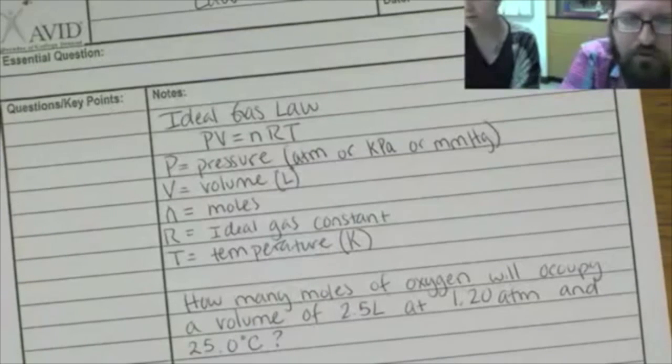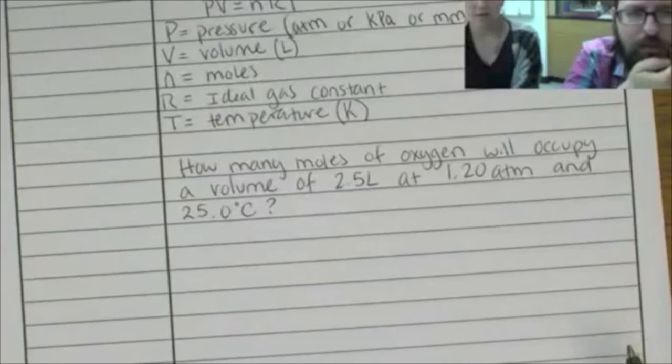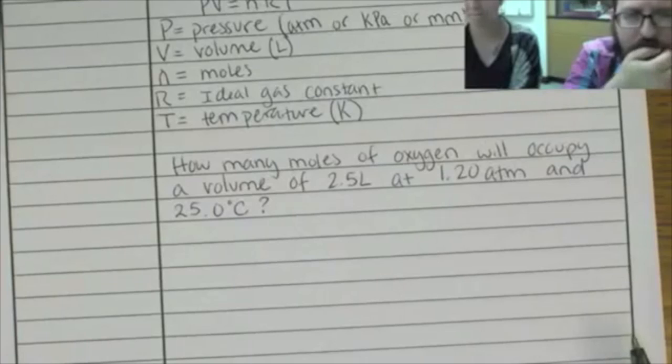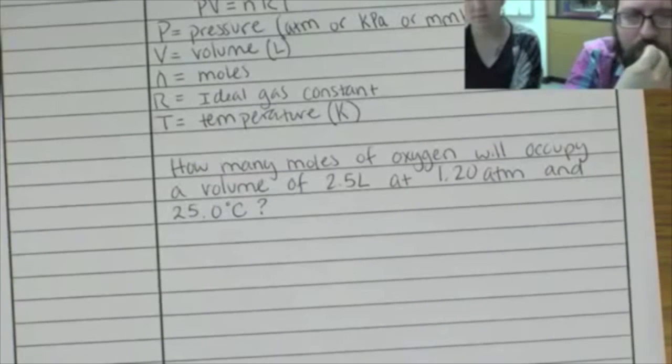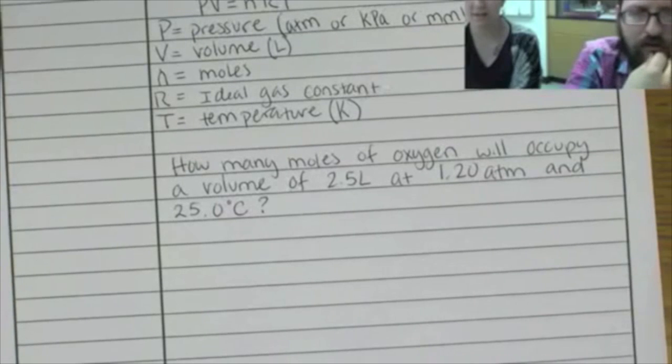So let's look at how we use this formula. This is written in the packet, and we just rewrote it here to make it a little easier. How many moles of oxygen will occupy a volume of 2.5 liters at 1.2 atm and 25.0 degrees Celsius? See, isn't that so nice? I love not seeing initial and final and all that.